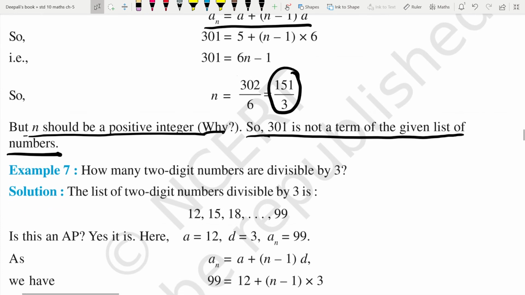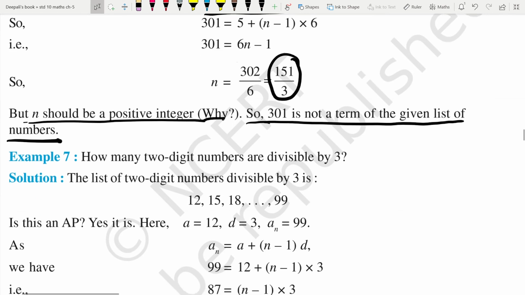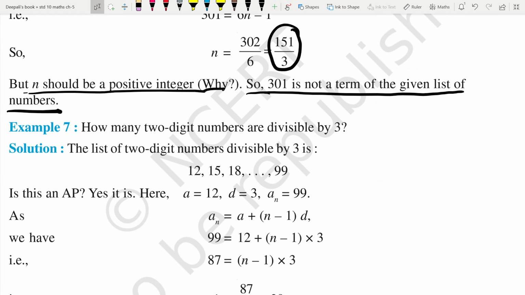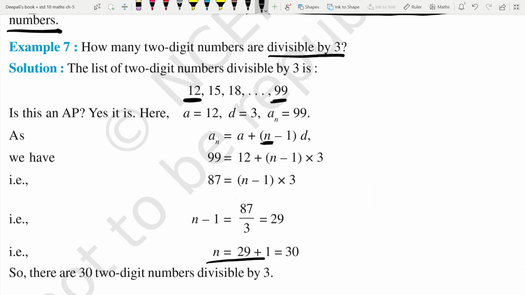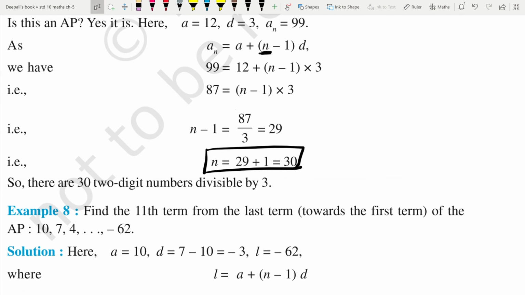Now how many two-digit numbers are divisible by 3? Let us check that. If you see the multiples of 3 which are two-digit, then it is 12 to 99. Now is this an AP? Yes, because multiples of 3 are an AP. A is equal to 12, D is equal to 3 and An is 99. So now I need to find the value of n. By solving, I get n is equal to 30. So there are 30 two-digit numbers divisible by 3.